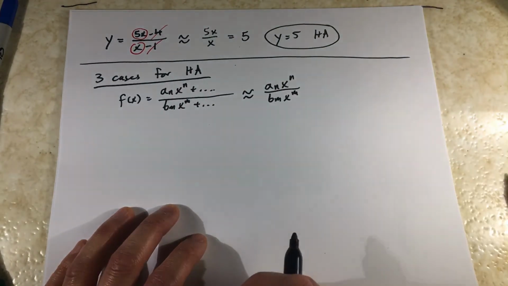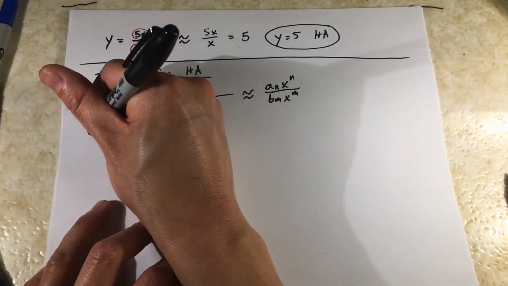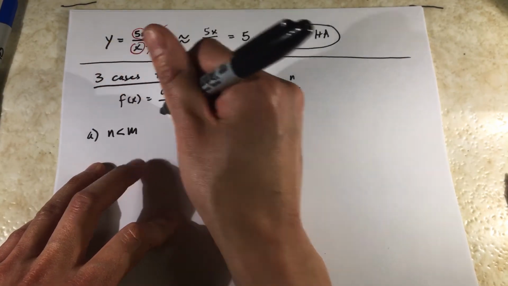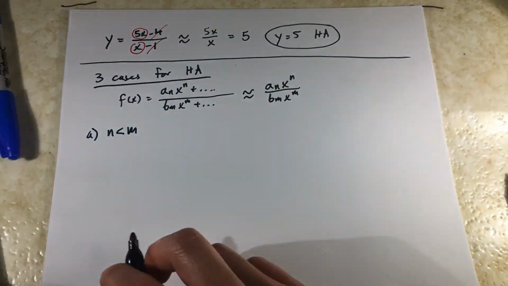And we're going to get rid of all the other terms. That's basically the whole idea here. So our 3 cases. The first one is where n is less than m. So here I give you an example. I'll do the examples in green.